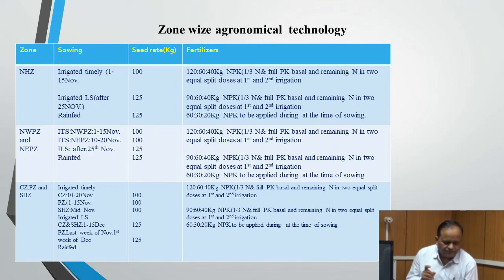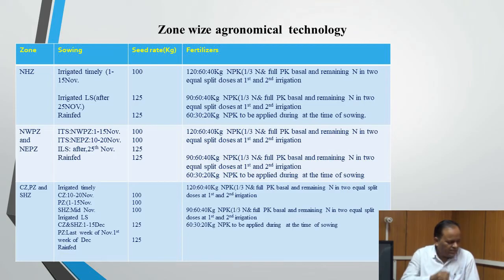So the nitrogen 1/3 will be given as basal, and the rest 2/3 nitrogen will be given in 2 equal doses at first irrigation and second irrigation.